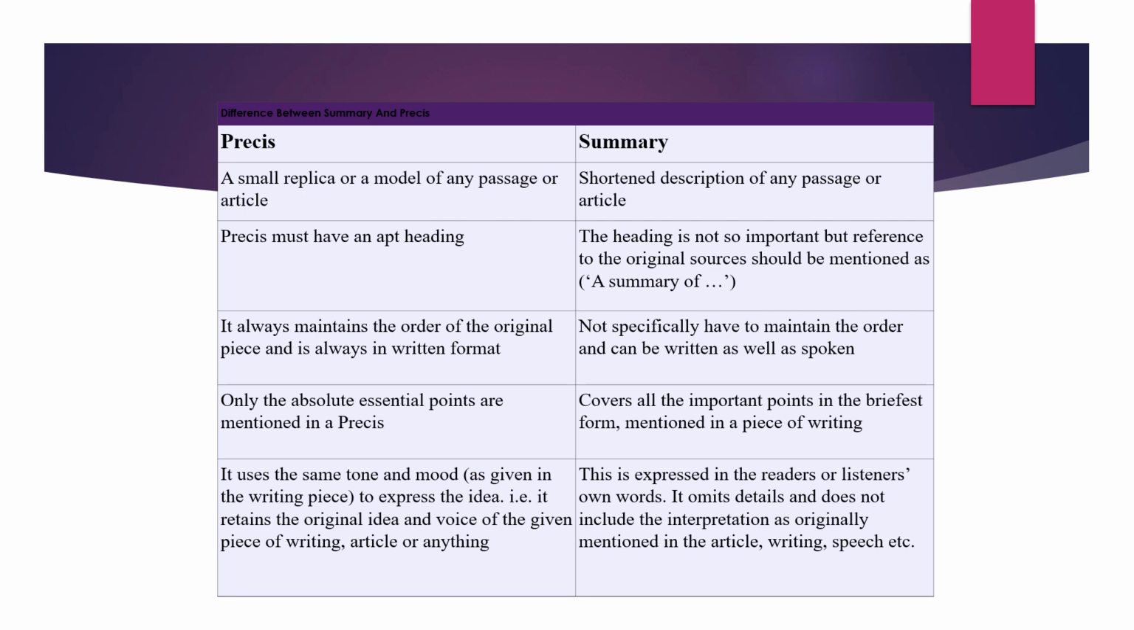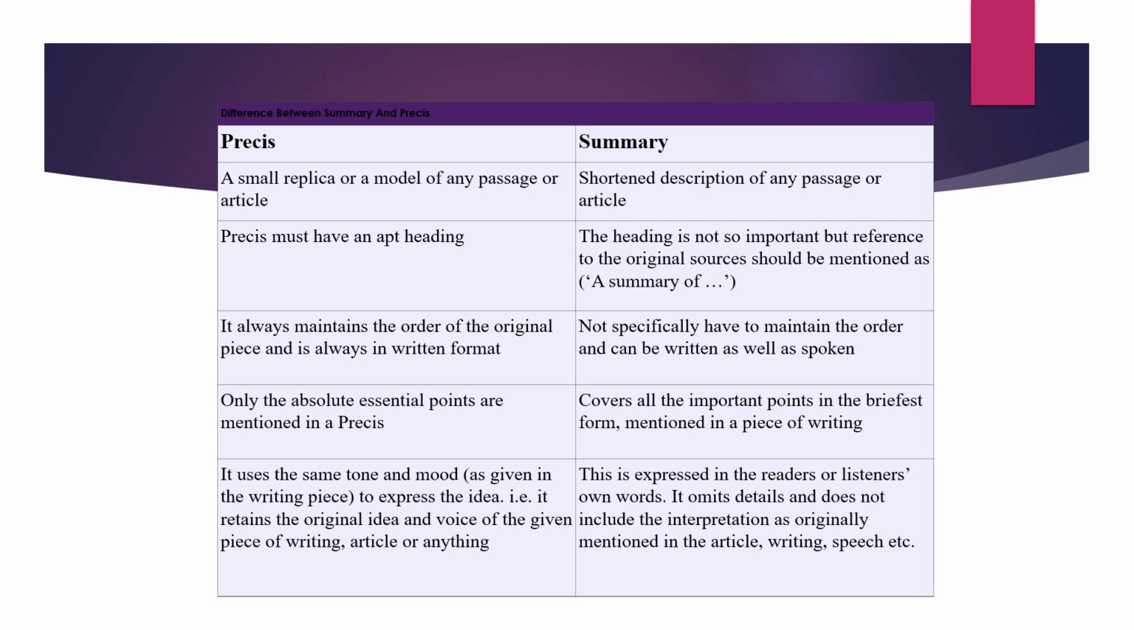A precis must have an apt or clear heading. The heading of the summary is not so important, but reference to the original source should be mentioned, such as "a summary of". A precis always maintains the order of the original piece and is always in written format, while a summary does not specifically have to maintain the order and can be written as well as spoken. In a precis only the absolute essential points are mentioned, while a summary covers all the important points in the briefest form mentioned in a piece of writing.